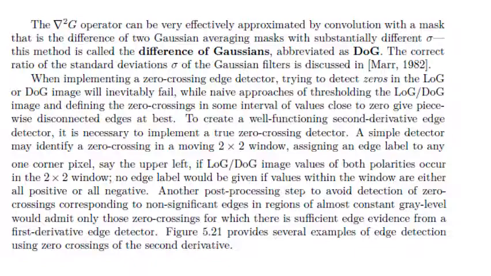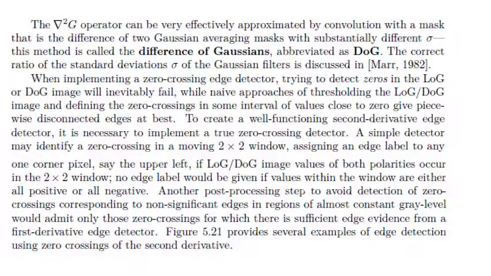That by doing that, whatever edge detection we get, that is the best. So to create a well functioning second derivative edge detector, it is important to implement a true zero crossing detector. Basically, we said that detecting the zero crossing is better. So we need to find the zero crossing detector.